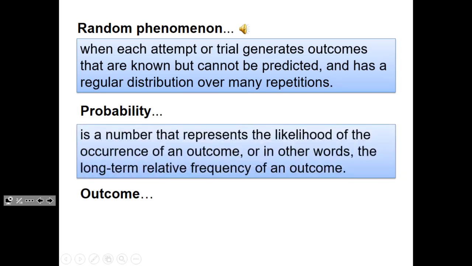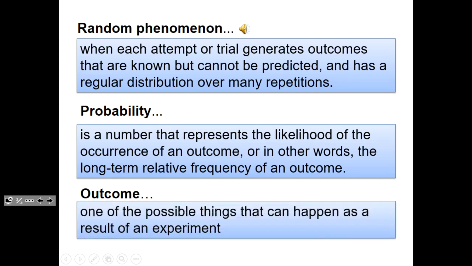Probability is a number. It represents the likelihood of the occurrence of an outcome. Or in other words, if I did this over long term, what would the relative frequency be of a particular outcome? An outcome, that's just one of the possible things that could happen as a result of an experiment. So if I talk about an outcome, I'm talking about you ran the experiment one time and this is what occurred. That's an outcome. Probability, if I did this experiment many times, what would the relative frequency be of that outcome?